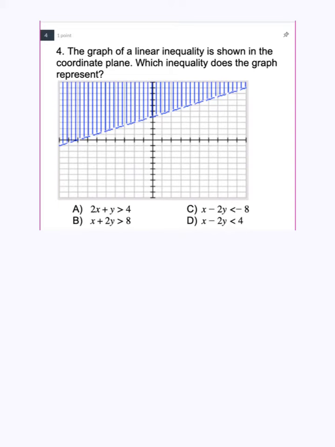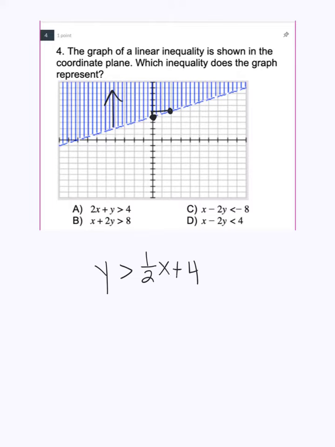Alright, so for this particular problem, the first thing I'm going to do is write the inequality based off of the graph. I can see that I'm shaded above and it's dashed, so that's going to be greater than. I have a y-intercept at 4, and my slope is up 1 and right 2. So I'm looking for the equation that matches this.